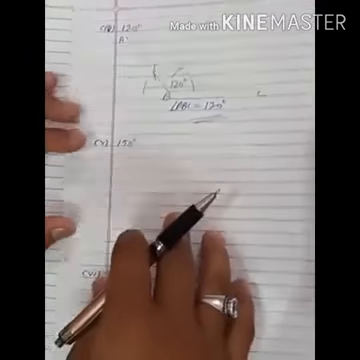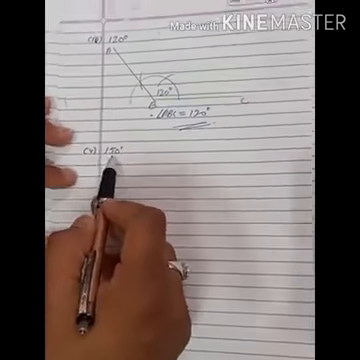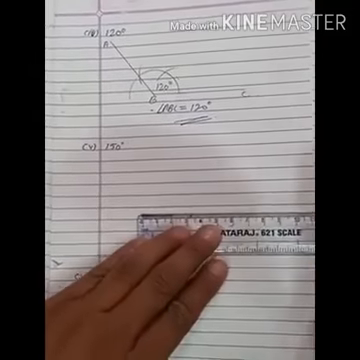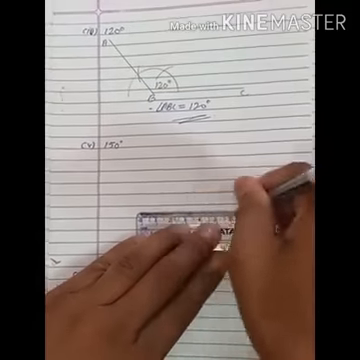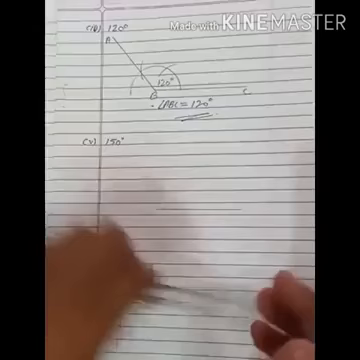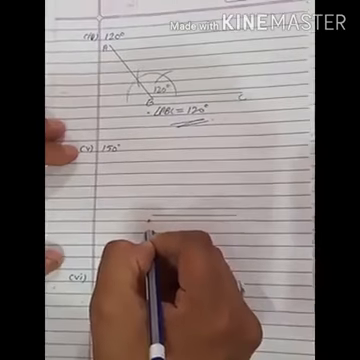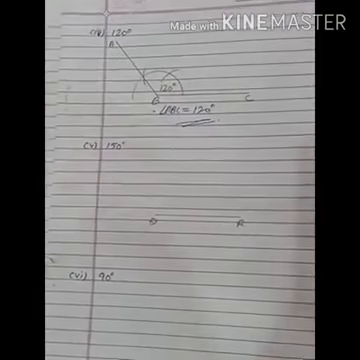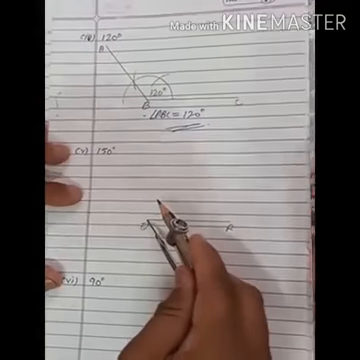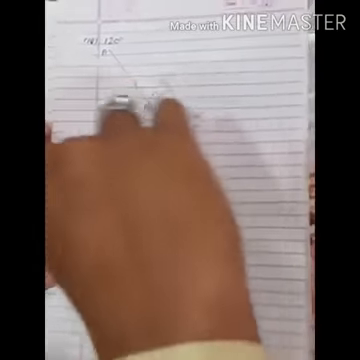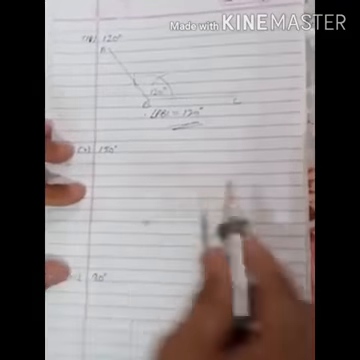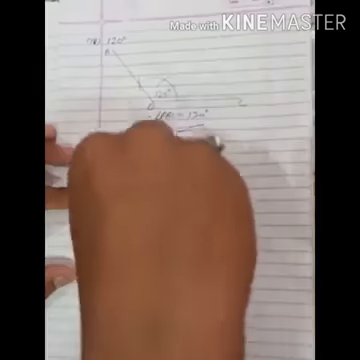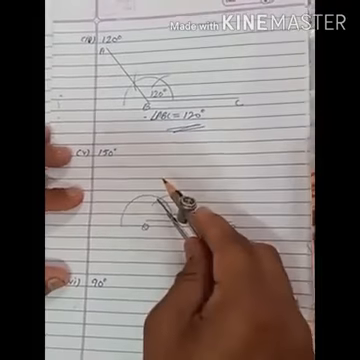Now next, fifth part is 150 degree. So see how we will construct. Same line of any length. Then here we will write QR. Then we will cut an arc like this without changing the radius of the compass. This arc is of 60 degree.